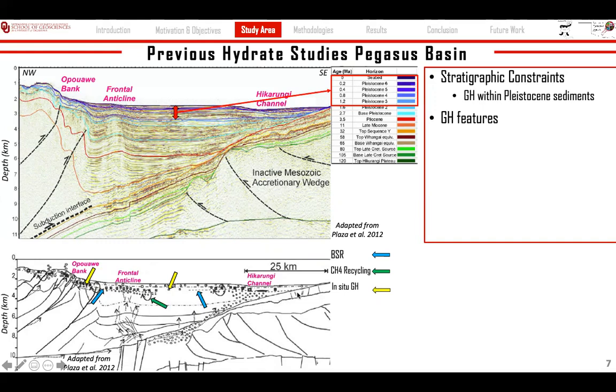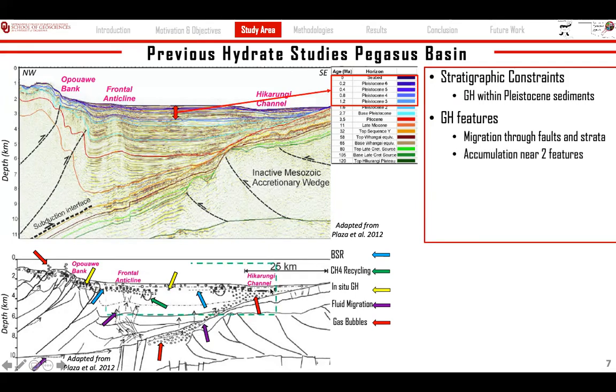They interpret in situ gas hydrates that are located within the gas hydrate stability zone, as well as fluid migration paths through faults beneath the frontal anticline, faults beneath the upper bank, and also along the subduction zone and through stratigraphic layers accumulating near the Hikurangi Channel. They also represent these gas bubbles to show the accumulation of free gas in these areas of interest. For this study, we focus on this green boundary that encompasses the frontal anticline and the Hikurangi Channel, focusing on gas hydrate systems near these areas of interest.